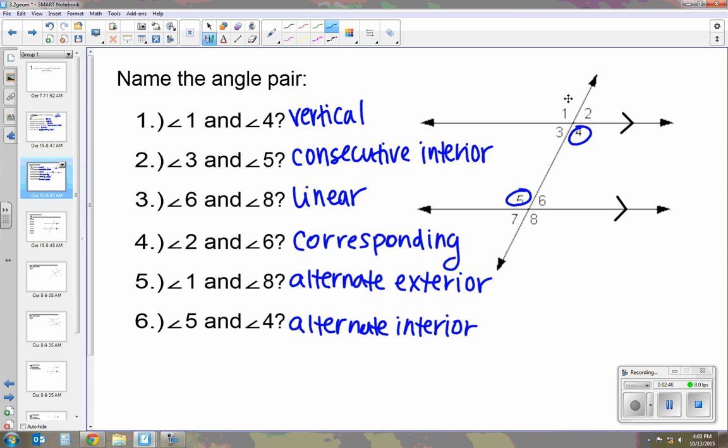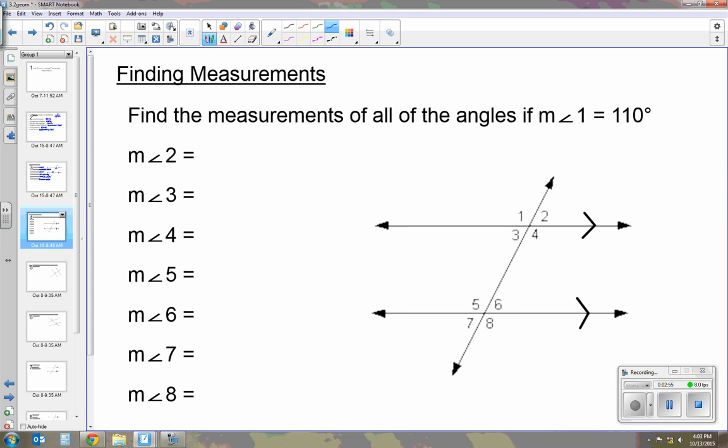So you really need to know your angle pairs to move on in this chapter. So make sure you study your angle pairs, know where they are located. Now we're going to use our angle pairs and our properties to solve for measurements. I tell you that the measurement of angle 1 is 110 degrees. We can use this one piece of information to find all the other angle measurements. The first one that I'm going to use is 1 and 4, which is vertical angles, and I know that vertical angles are equal, so I know the measurement of angle 4 is 110.